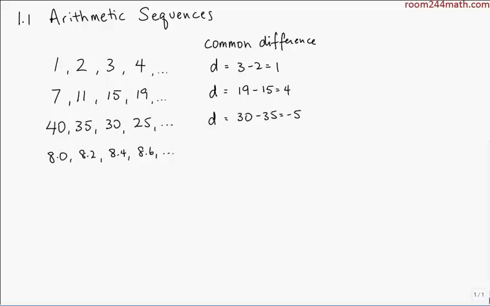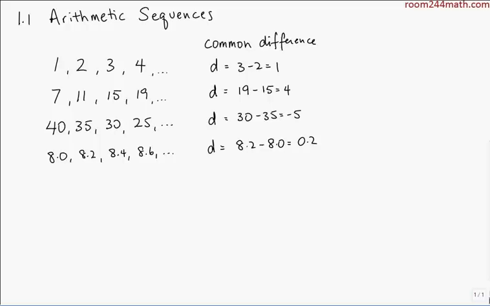Almost all of the sequences and series that we will look at are sequences and series of integers. But there's nothing that says that all the terms have to be integers or that the common difference has to be an integer. And here's an example. So if we take any term, let's say 8.2, and we subtract 8.0, we get a common difference of 0.2. And we could express that as a fraction as well, a fifth, and you may see sequences that involve fractions.